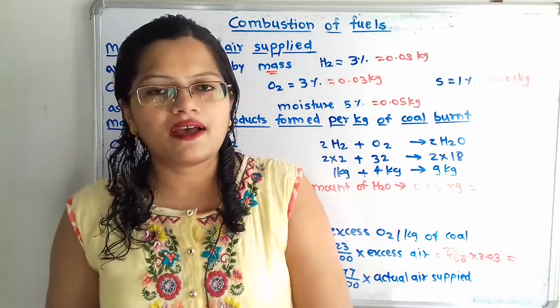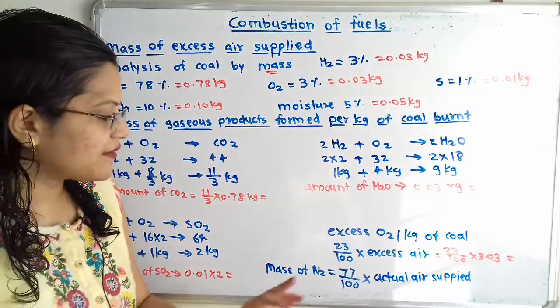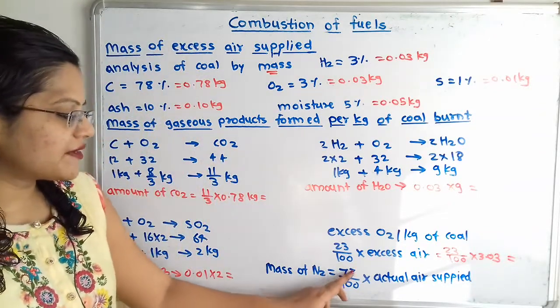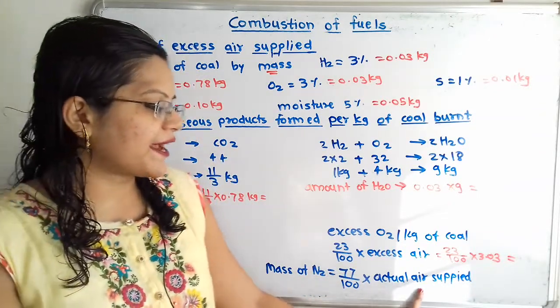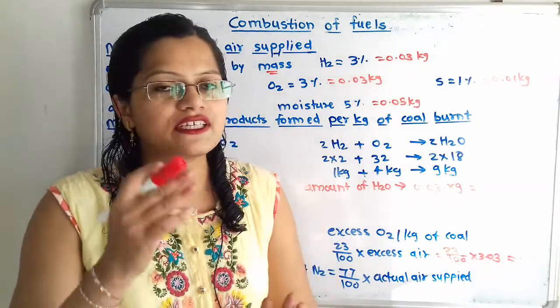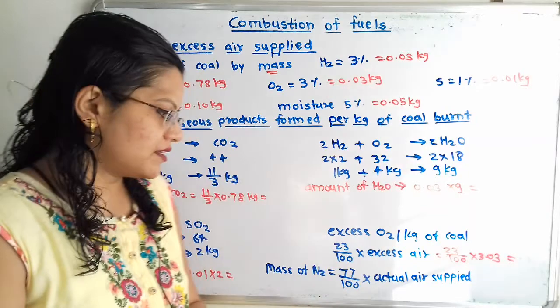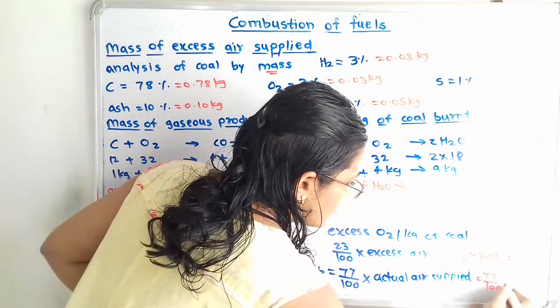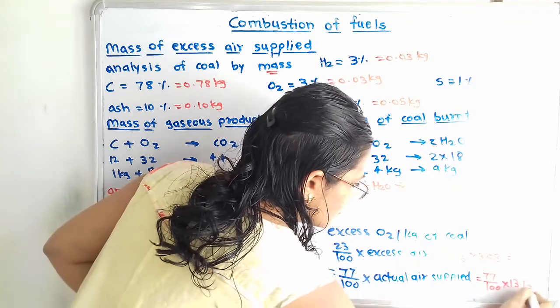And now by mass it is available with 77% in the air. So we will take here 77 by 100 multiplied by the actual or total air supply. So total air supplied is the addition of theoretical air plus excess air. So we will write here 77 by 100 multiplied by 13.13.